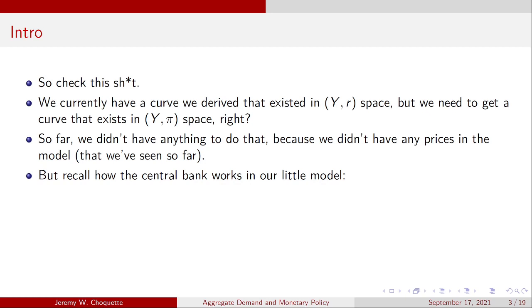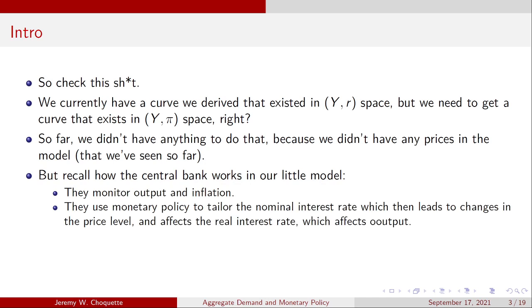But remember how the central bank works in our little model here. They monitor output and inflation, and they use monetary policy to tailor the nominal interest rate, because they can't set the real interest rate. They can only set the nominal interest rate, and they can really only set one nominal interest rate. But if they set that nominal interest rate, it's kind of like that movie Inception, if you've seen that, right? We're going to set this little idea in this dude's head, and it's going to blow out into this huge set of actions. Same kind of idea here. They set one particular nominal interest rate, sort of like the baseline, sort of like a price floor, so to speak, on interest rates. If they set that, everything else follows.